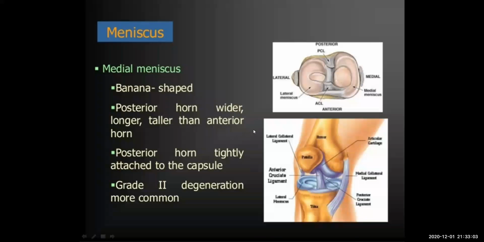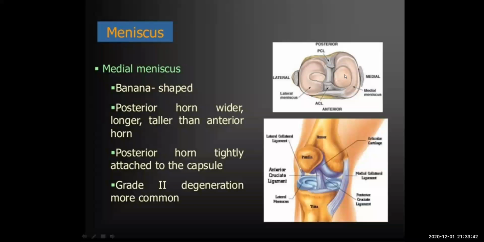Let us take the medial meniscus. The medial meniscus is more or less, here in the upper left corner, like a banana shape, having a big posterior horn and a small anterior horn. The posterior horn is thicker than the anterior horn. And this might be something funny and related to stability. The medial meniscus is the secondary stabilizer of this.